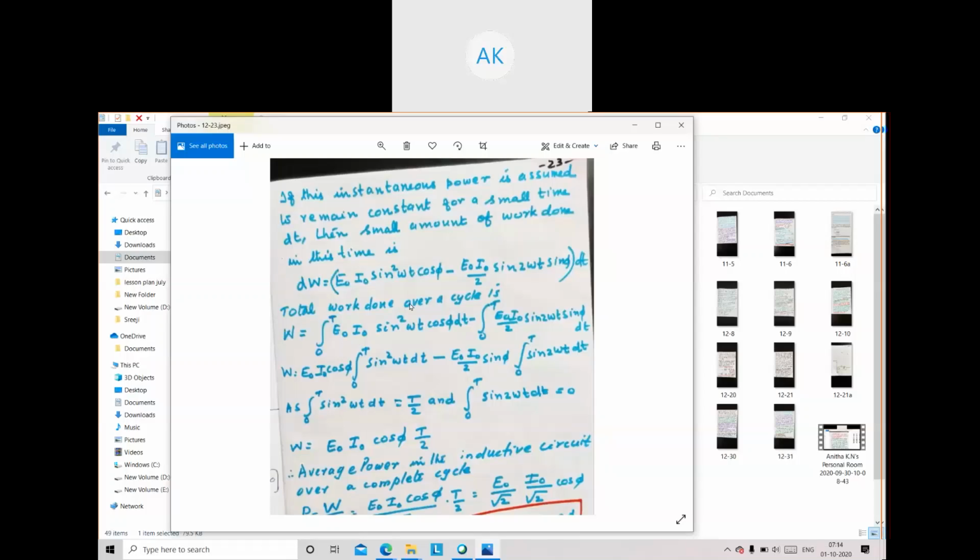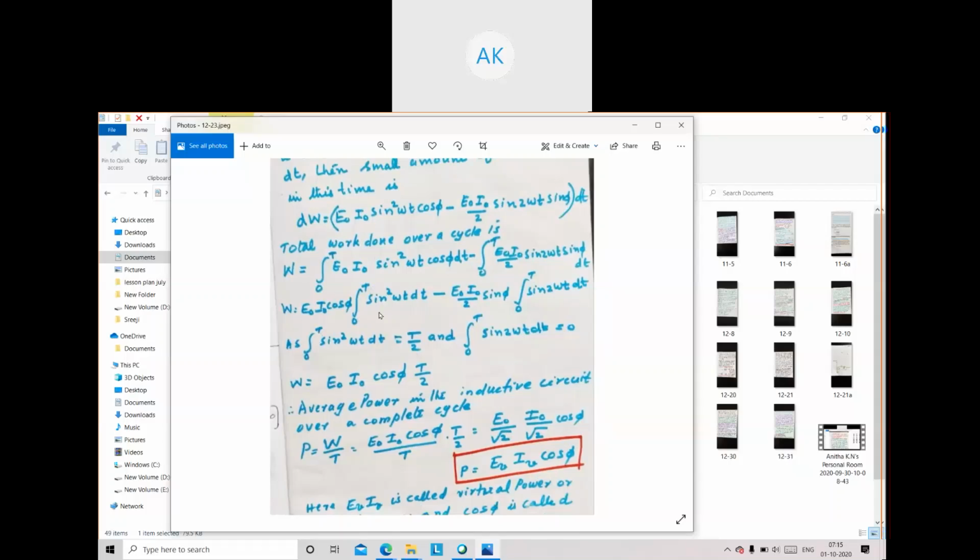W is the work done over a cycle, one cycle of AC. Time for that is 0 to capital T, the time period of AC, the time for one rotation of the coil. So the total work done over one cycle of rotation is equal to the integral from 0 to T of E0 I0 sin square omega t cos phi minus E0 I0 by 2, a constant, taken outside. Sin phi, the phase lag, is also constant and is taken outside. Then the integral from 0 to T of sin 2 omega t dt.